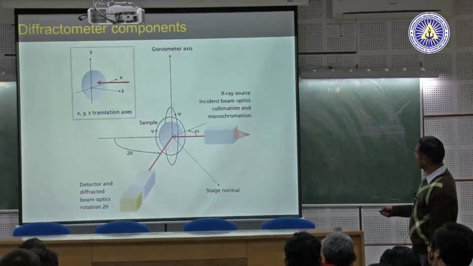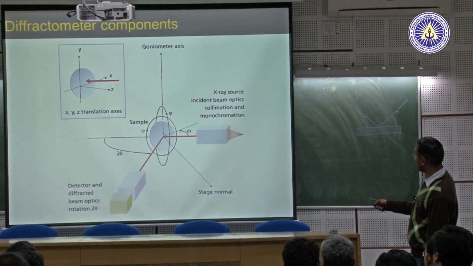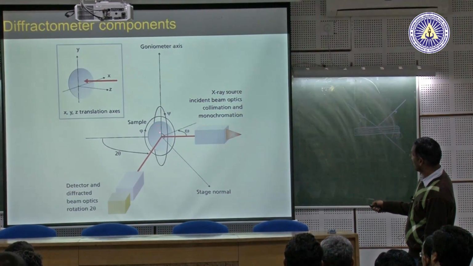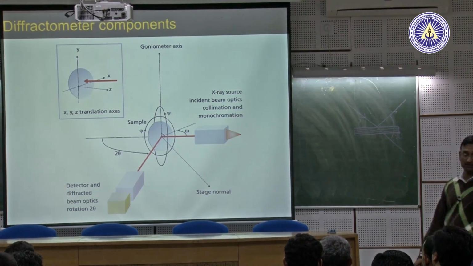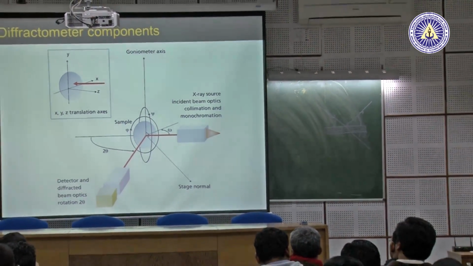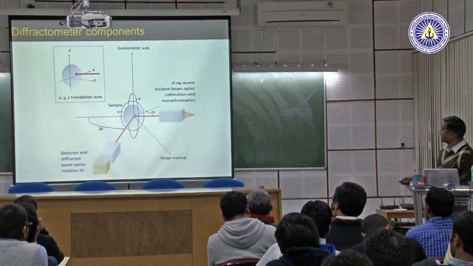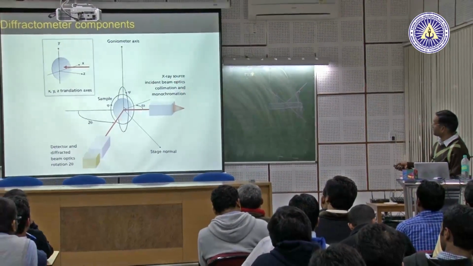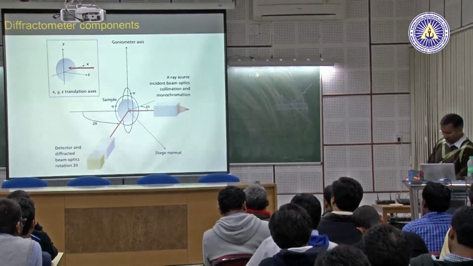So, the sample about its own axis is psi. Around this axis it is rotating psi, along the normal it is phi, and within the plane of the beam it is omega and 2 theta. On this side you have the X-ray source and incident optics, on this side you have the detector and diffracted beam optics.